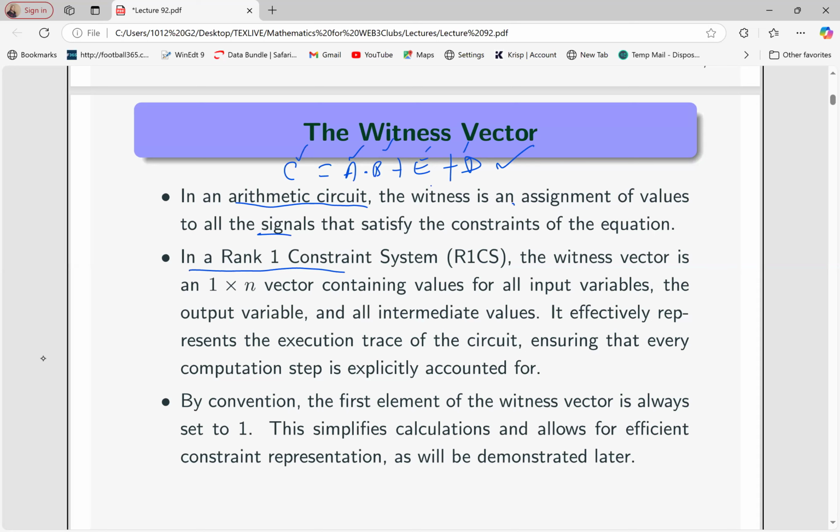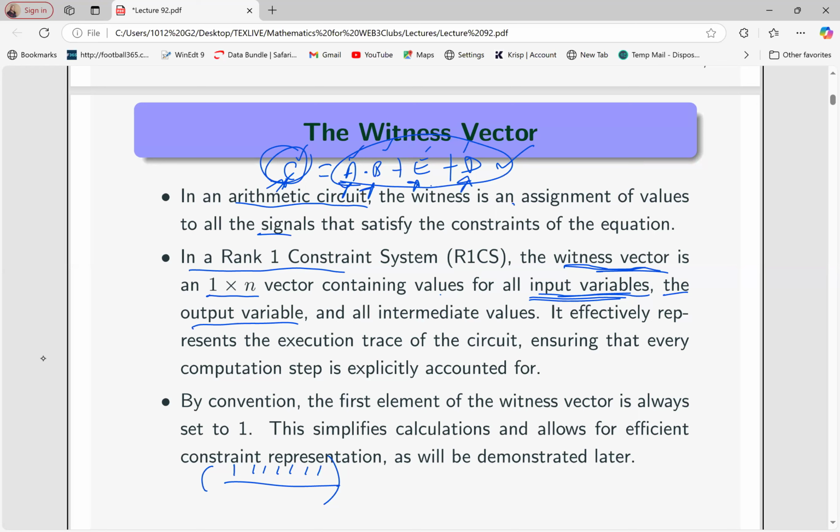In a rank 1 constraint system, I've said those are not the only witnesses. So in a rank 1 constraint system, the witness is a vector, and this vector is a 1 by n vector. In other words, it is a vector of one row and several columns, n columns. So it's a 1 by n vector containing values of all input variables. So when we talk of input variables, we mean A, B, E, and D in this case. Those are not the only values. We've said it must also include the input values and the output, which in our case is C, and the inputs are these.